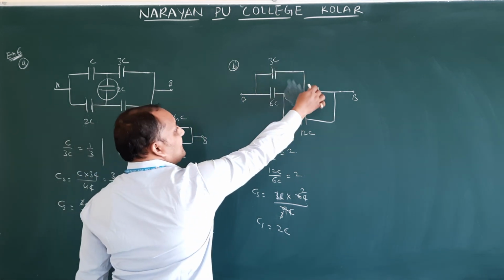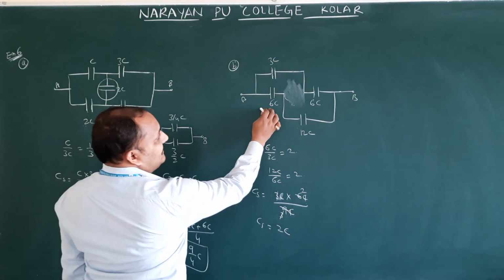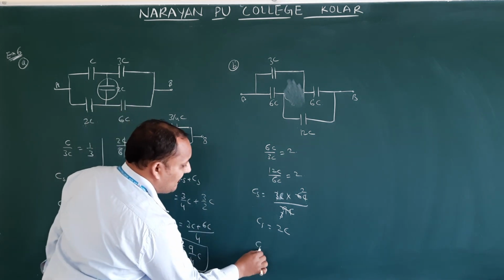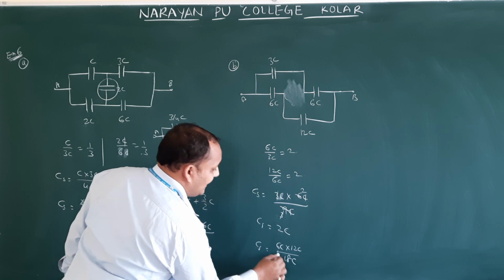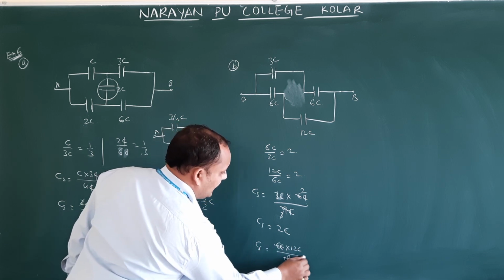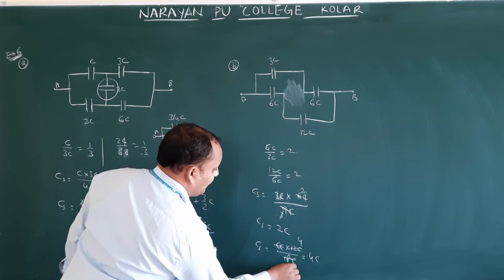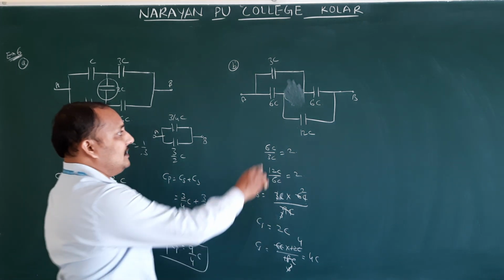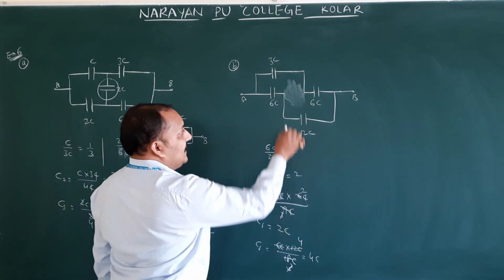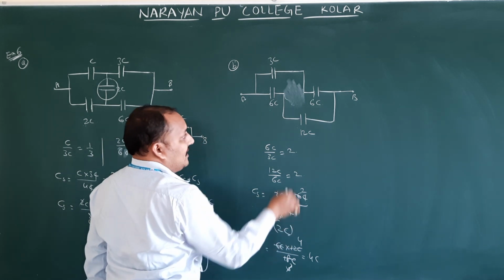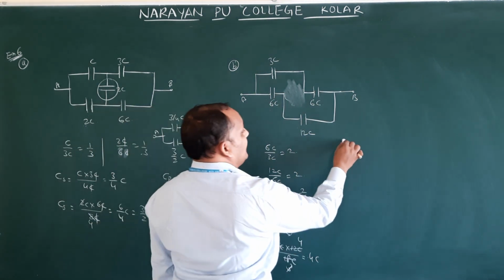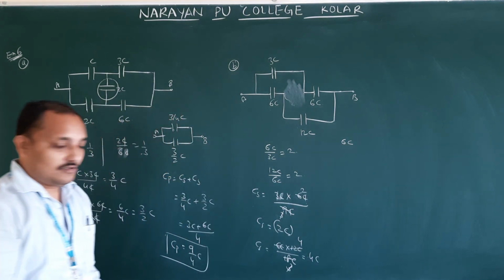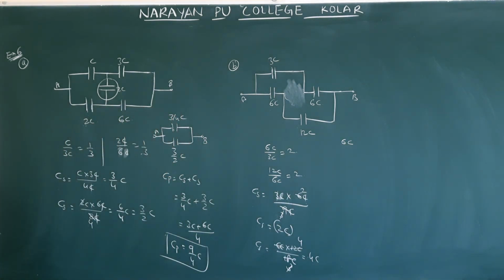In place of 3C and 6C you will get 2C. Now in place of 6C and 12C, again the same formula: 6C into 12C by 18C. So 3 times 4 times. Therefore 4C. In place of these two you got 4C, and in place of these two you got 2C. How are 2C and 4C connected? Parallel. Therefore 4 plus 2, that is nothing but the direct answer. So 6C. So you got the 6C answer.